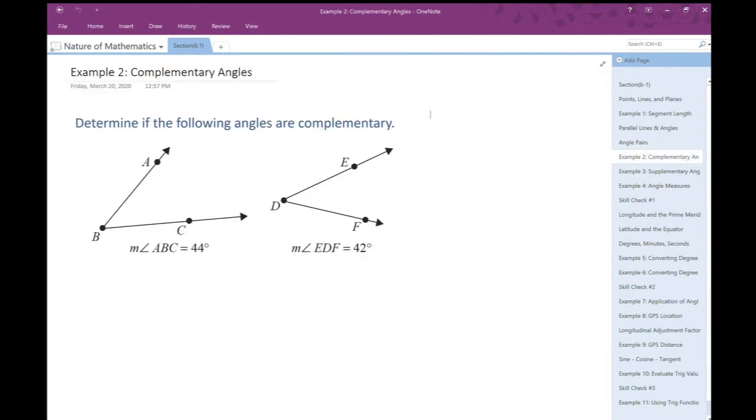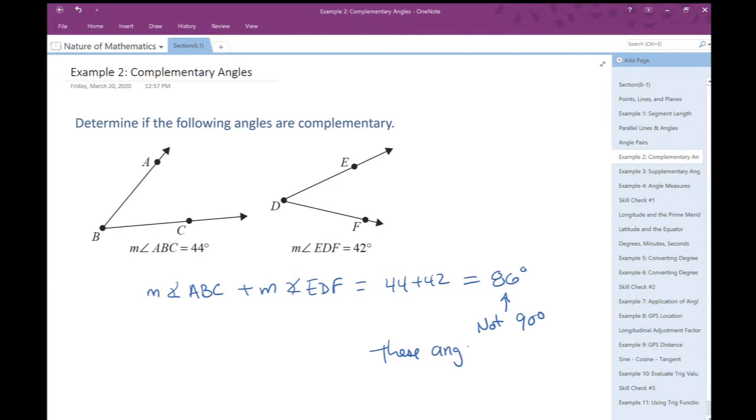Let's go on to example 2. It says determine if the following angles are complementary. So the measure of angle ABC plus the measure of angle EDF is equal to 44 plus 42, which is equal to 86 degrees. Since it's not 90 degrees, these angles are not complementary.